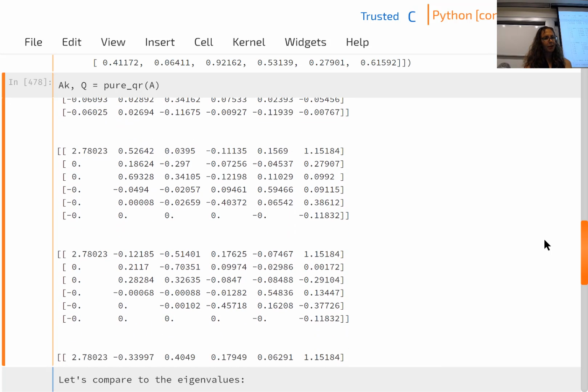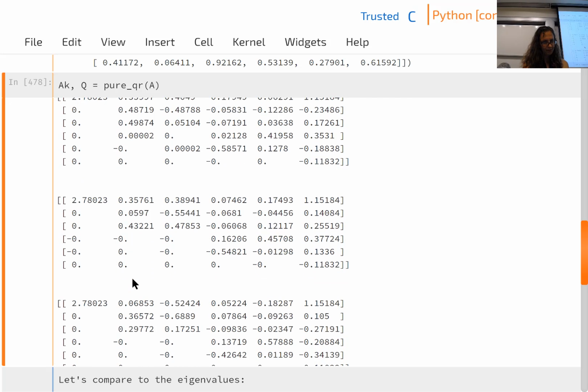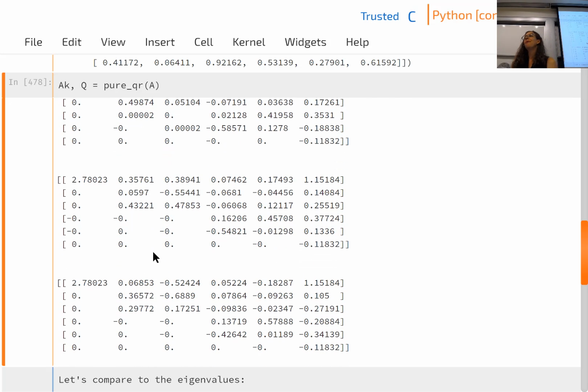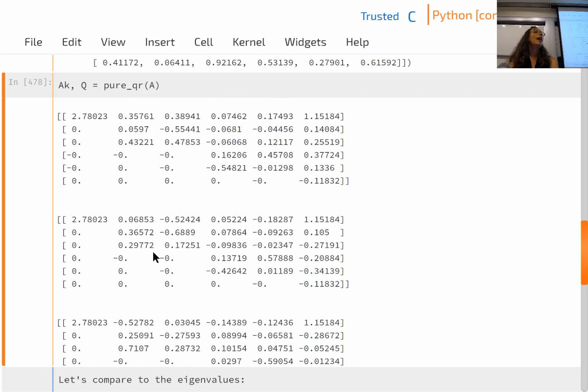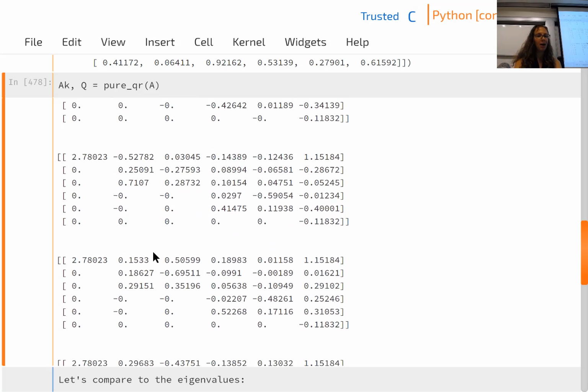And then as it goes, now we're getting some zeros along this kind of left-hand triangular. Getting more and more. And so what is this matrix heading towards? What type of matrix? Triangular. Exactly, triangular. So we can see we're getting more and more zeros in this bottom left part.